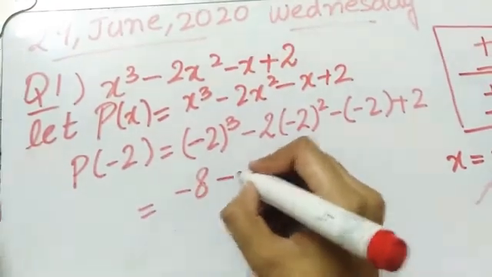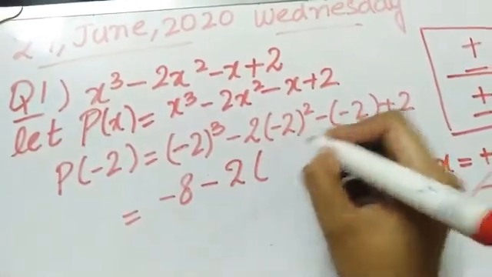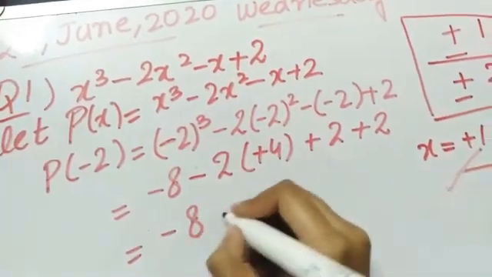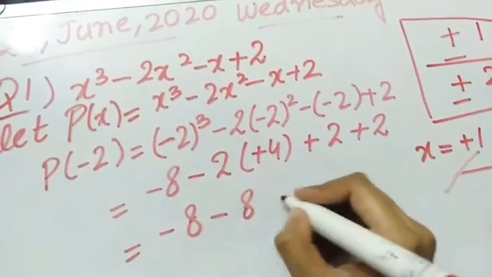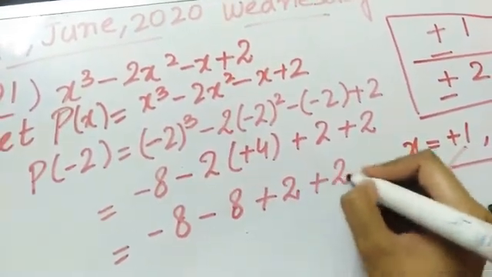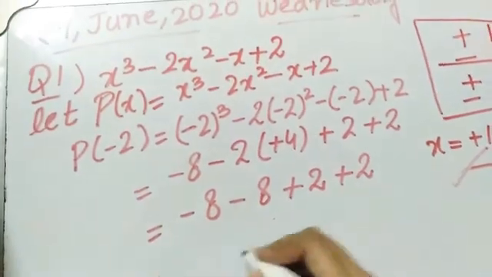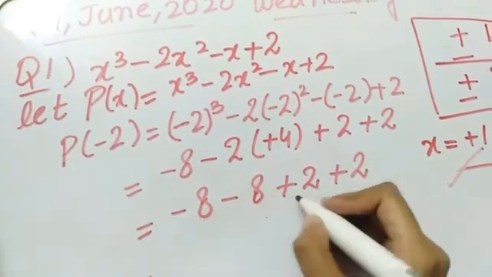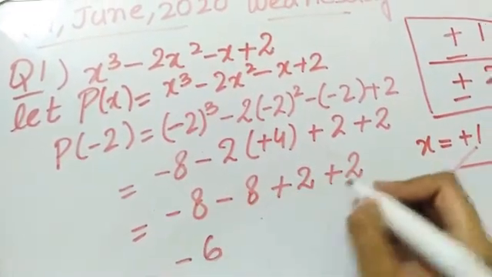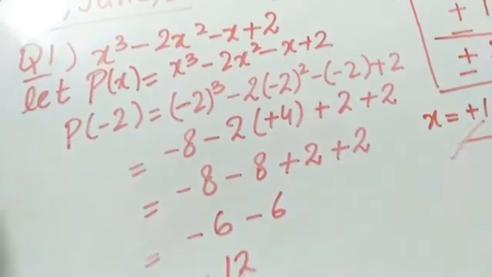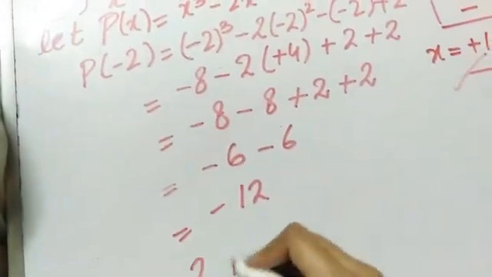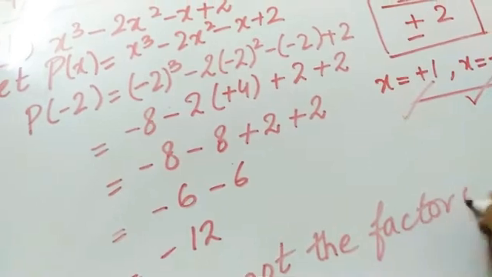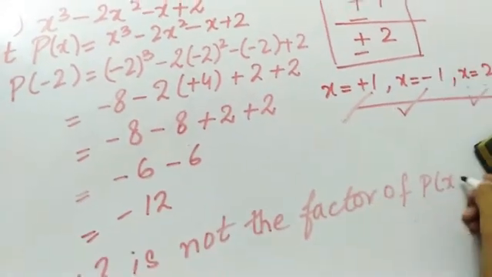So it will be minus 8, minus 2 whole square will be plus 4, minus plus 2, plus 2. Minus 8 plus 4 minus 2 plus 2. So this will not equal 0, I guess. Minus 8 and 2 will be minus 6, and minus 8 and 2 will be minus 6, so it will be minus 12. So x plus 2 is not a factor of p of x.